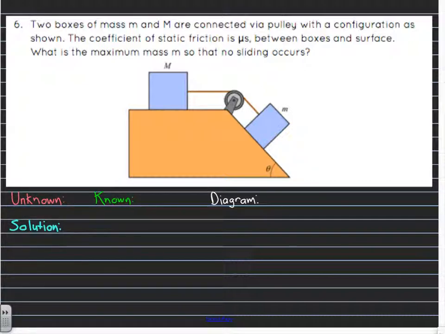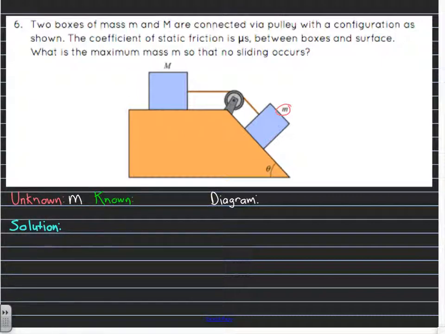The question is, how big can mass m, lowercase m, be before everything starts sliding? So in order to do this, we know that this box system needs to be in equilibrium. Everything needs to cancel out. The net force in every dimension must be equal to 0. What we need to solve for is what mass m, lowercase m, will make that happen.